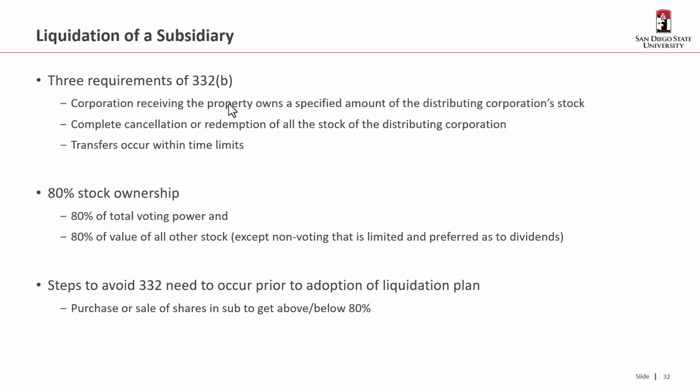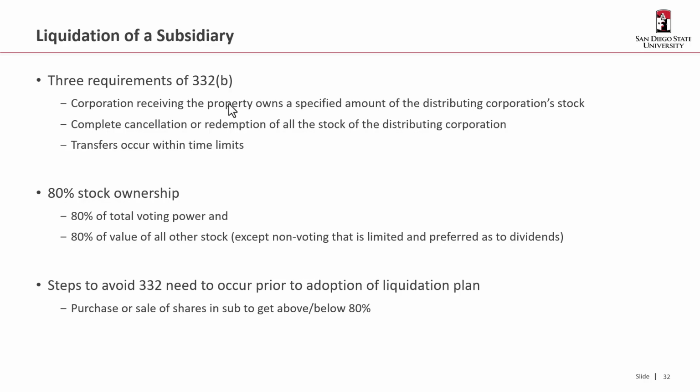So what are the requirements of 332B? The corporation receiving the property must own a specified amount of the distributing corporation stock. We talked about that again. We'll talk about it some more. There needs to be a complete cancellation or redemption of all of the stock of the distributing corporation, and the transfer needs to occur within time limits. So that 80% ownership rule is the test we talked about. 80% total voting, 80% value of all other.